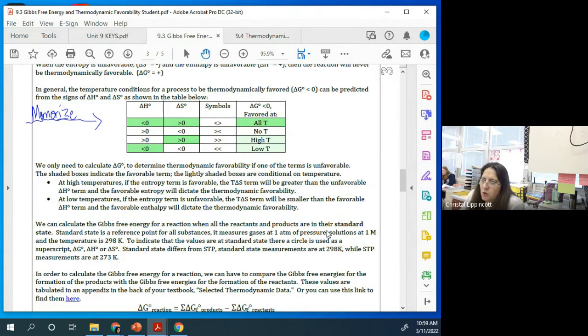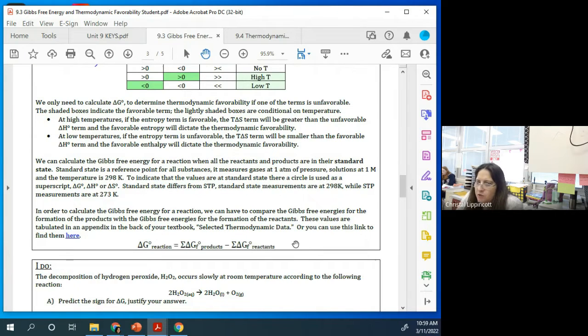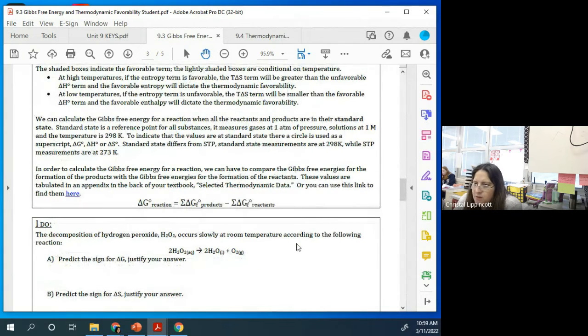All right, so we can calculate our entropy when we have our reactants. This is in a standard state. Standard state refers to the substances: it's going to measure gases at 1 atm of pressure, solutions at 1 molar, and temperatures at 298. And they tell you that it's that way when they have this little circle here. This little circle means that you're at standard conditions.